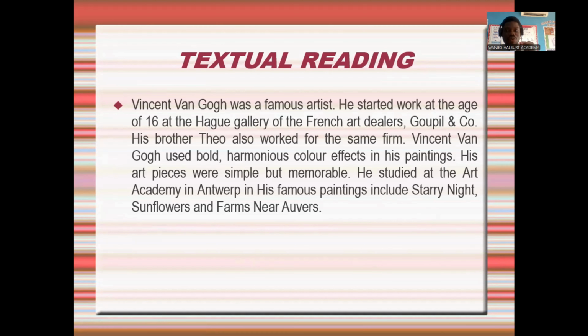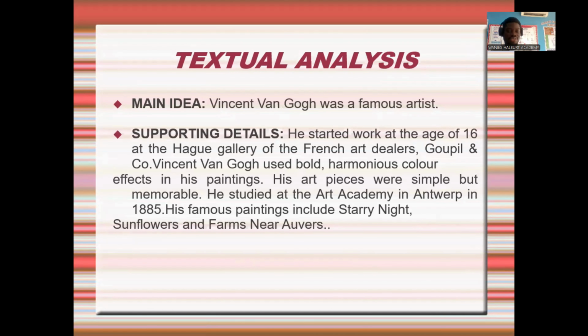Now take note, the main idea or the topic sentence of a paragraph is usually located in the first sentence. In other words, the first sentence usually communicates the main idea of the text. It is not in all cases, but most often, the first sentence is the one that communicates the main points of the text. Now, this is the analysis. This is the main idea, like I said: Vincent van Gogh was a famous artist, and the remaining sentences are supporting details.